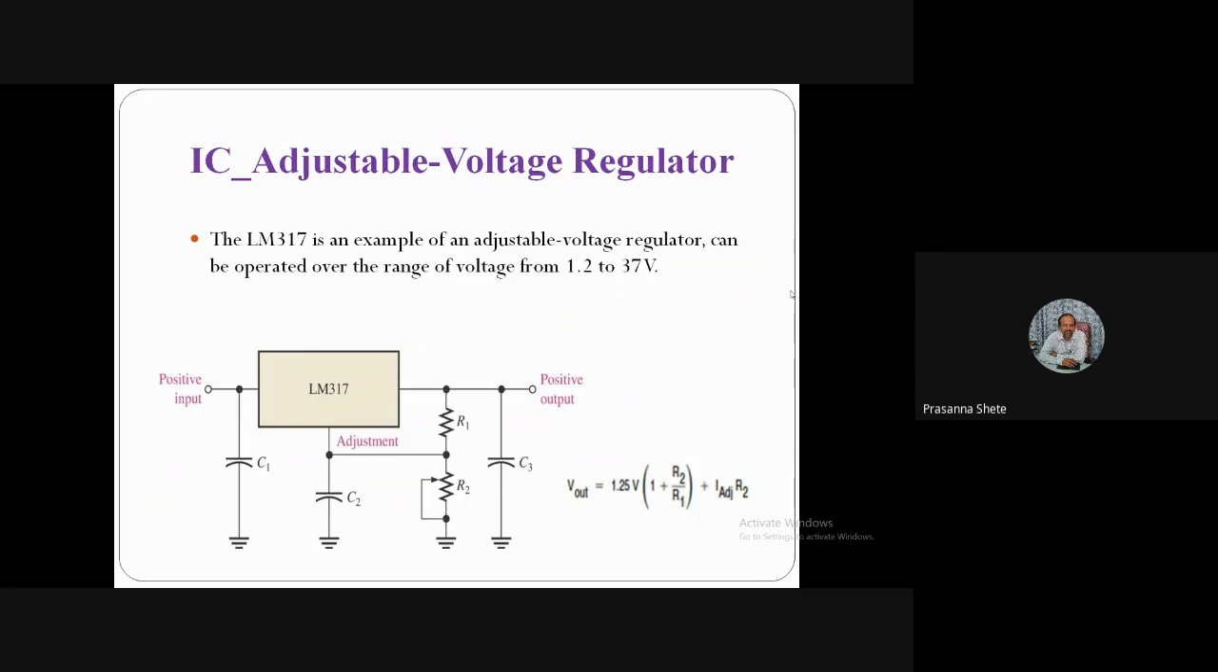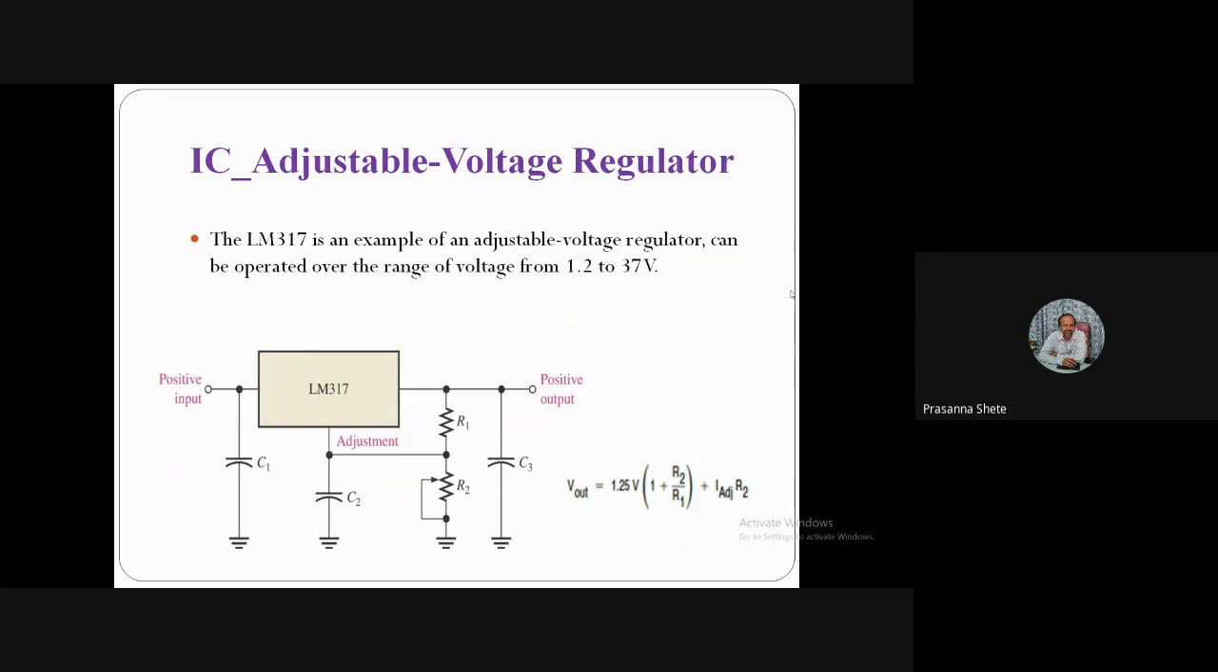So the output can be calculated based on the values of R1 and R2. And we know that the I adjustable current for this LM317 is given in the data sheet of this IC. It is approximately 100 microamperes. So if we know the I adjustable current and the R1 and R2 values, we can calculate the output voltage. As we were discussing, the output voltage will be based on the values of R1 and R2.